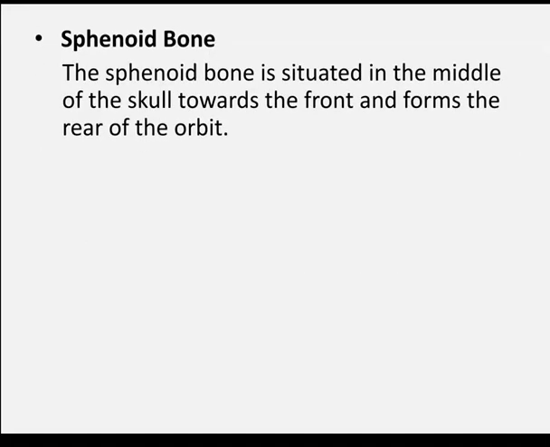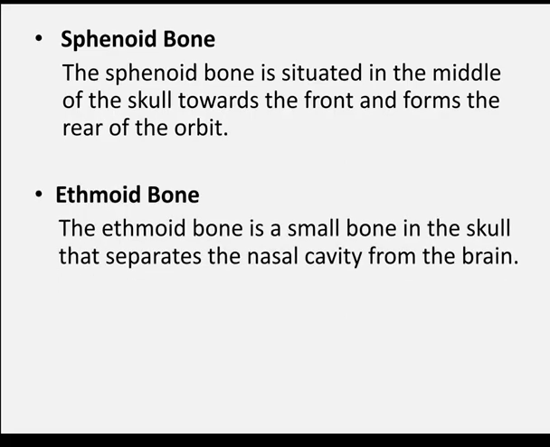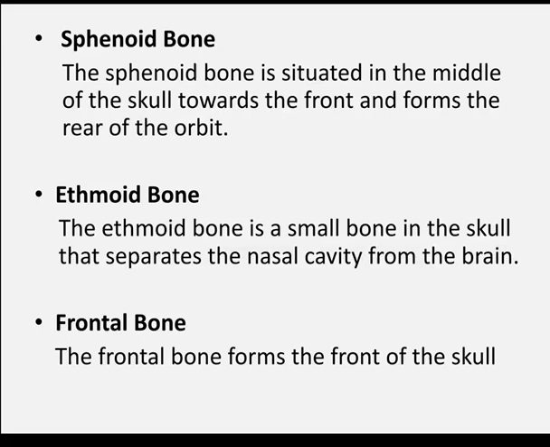Sphenoid bone. Sphenoid bone is situated in the middle of the skull towards the front and forms the rear of the orbit. Ethmoid bone is a small bone in the skull that separates the nasal cavity from the brain. Frontal bone forms the front of the skull, that is the forehead.